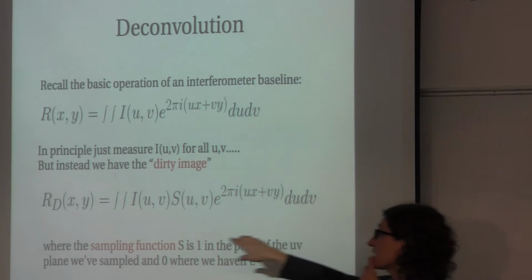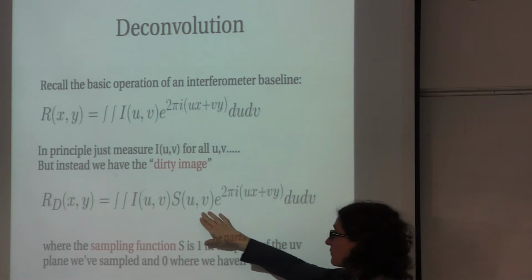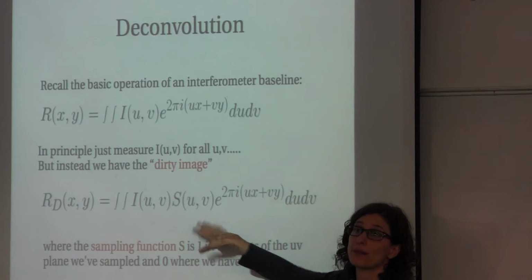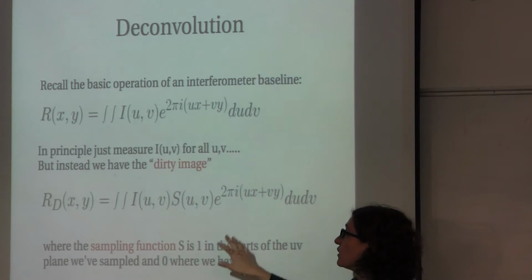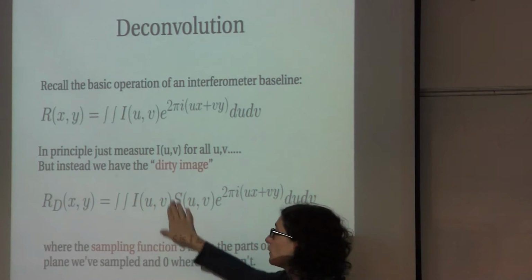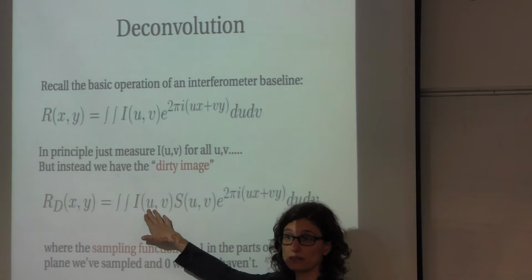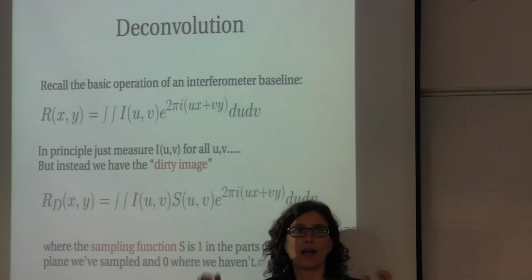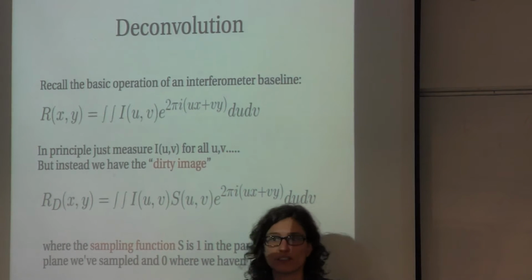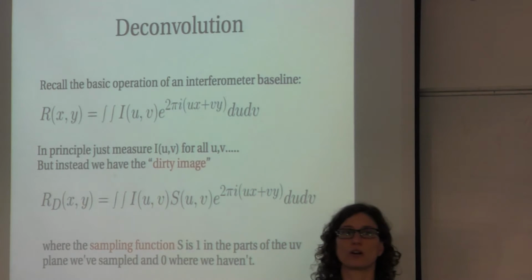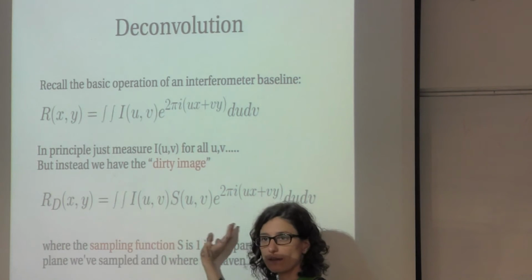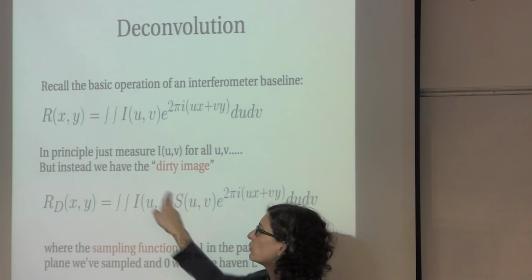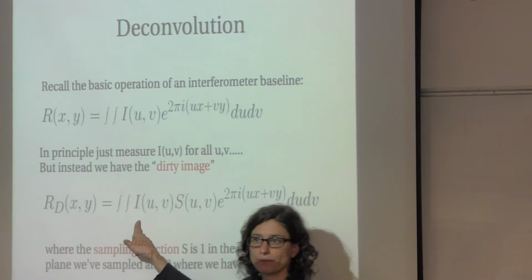So the dirty image is our image multiplied by the sampling. And we will try to get this image here, getting rid of our sampling effects. This is what we call the deconvolution. We will make the step backwards to get this image here.